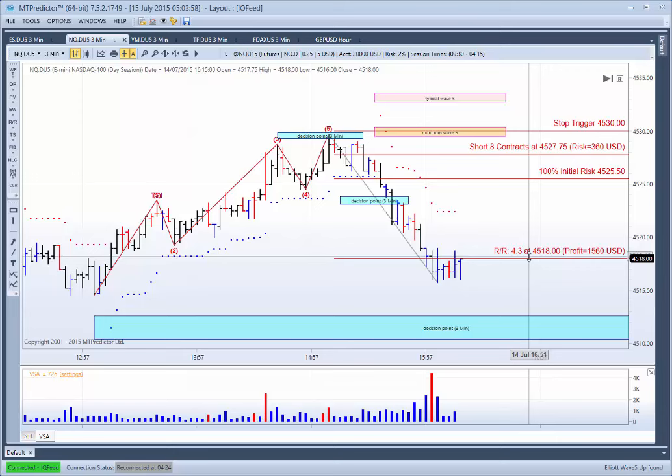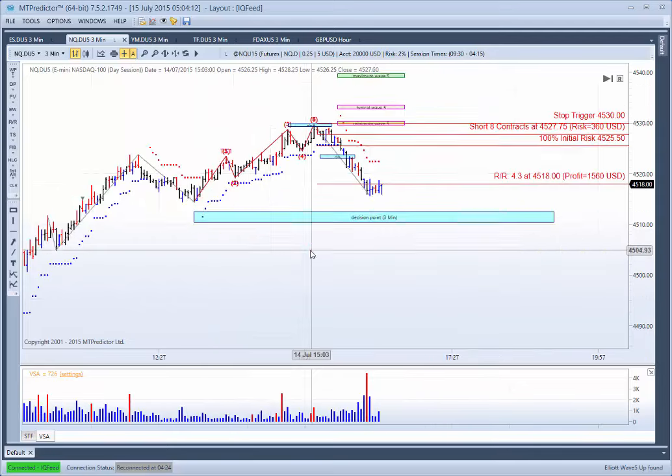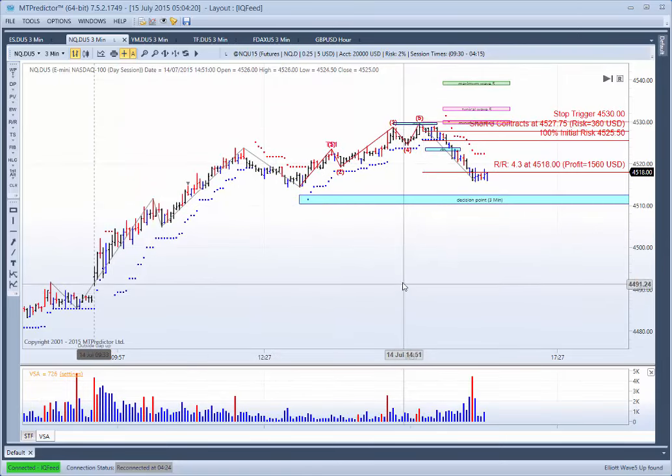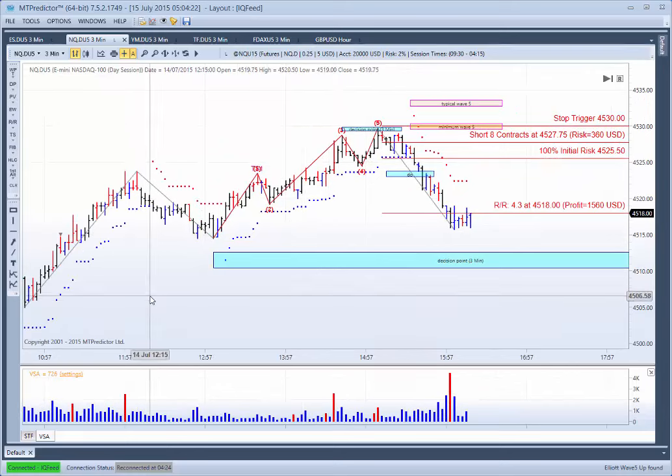So I thought this was a very good example of how the more experienced users among you can put together a trade setup where there was no automatic trade setup on the chart by combining different techniques we teach in the MTPredictor software program. And as you can see, if we go back and have a look at the whole day, that actually enabled you to nail the very high of the day on the Nasdaq yesterday. So a very, very nice trade setup.